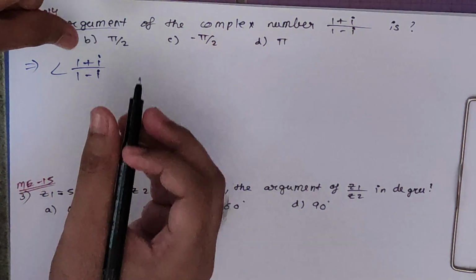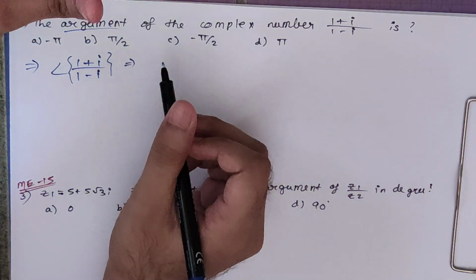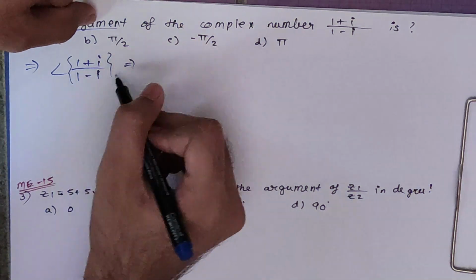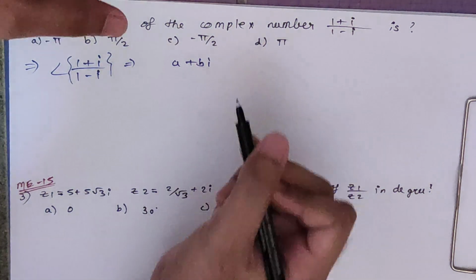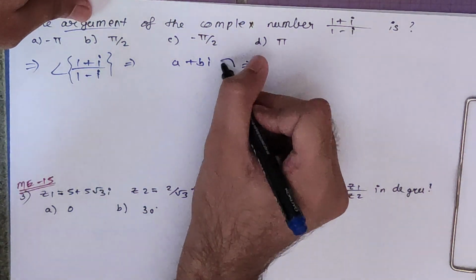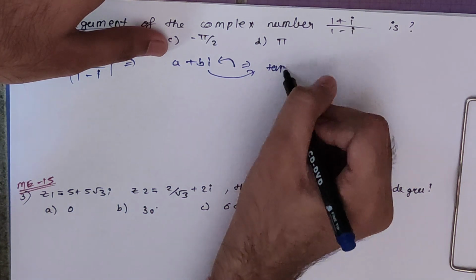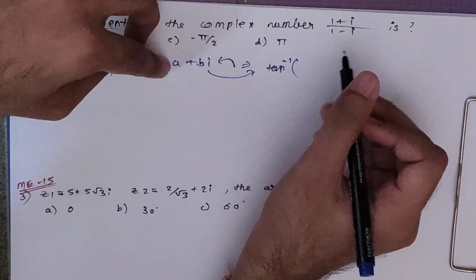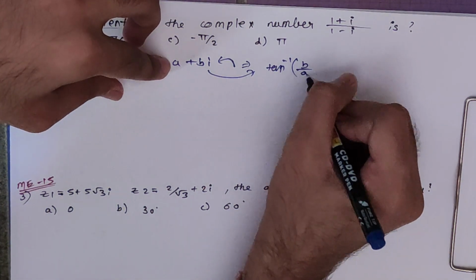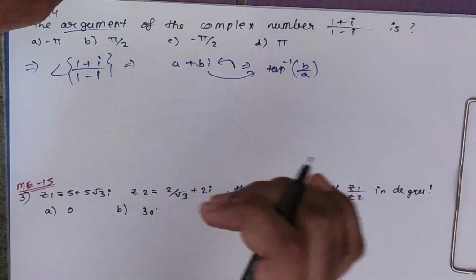Argument in the sense you have to find the angle of this complex number, and for angle the traditional way is you have to get this term into a plus bi form, and for that again you will do rationalization and you will get your result into a plus bi, and then you will use the formula of tan inverse of imaginary part upon real part. So basically b by a. But with the trick we are not going to do this lengthy procedure, we are going to use the trick.